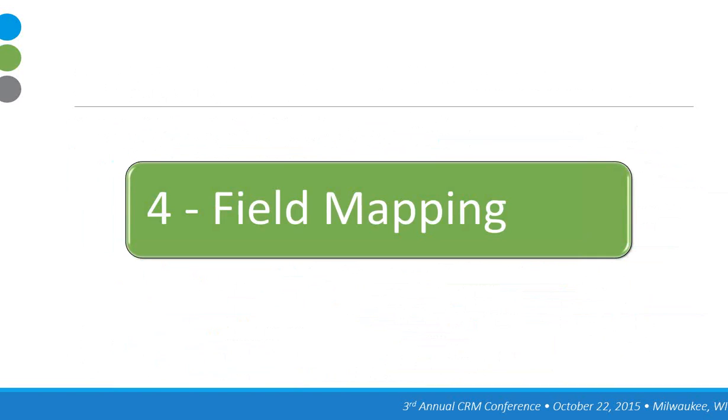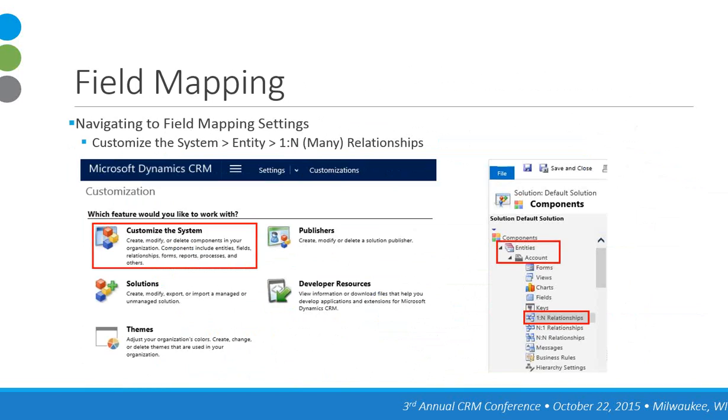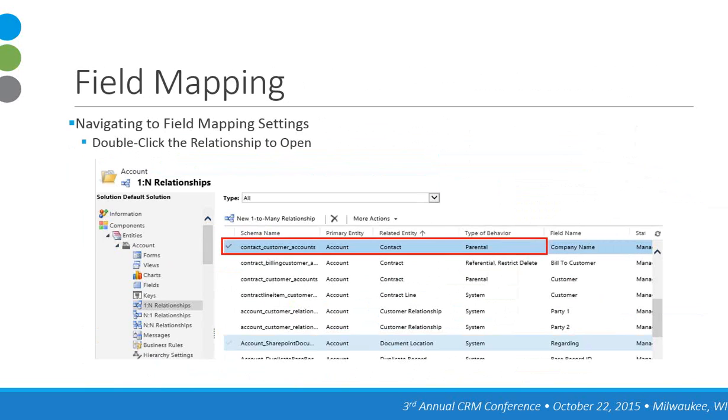Next thing we'll go into here is some field mapping. To access these settings, we'll want to go into Menu, Settings, Customizations. And then customize the system, the entity, and the relationship again. So in this situation, again, we're going to drill into entities, account, and one-to-many relationships on the account. This time we're going to use that parental relationship between account and contact. So we'll simply double-click to open that.